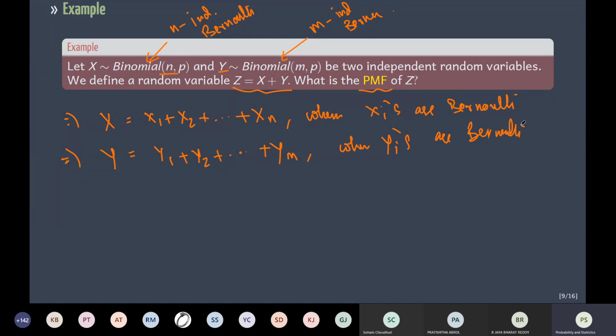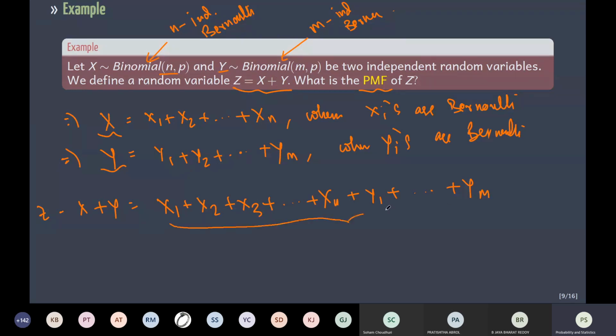Okay, now if I add it, then by induction I can claim that the whole thing will be Bernoulli. So x plus y, which is z, which is x1 plus x2 plus x3 plus dot dot dot plus xn plus y1 plus ym. So these are all independent, right? So I can treat them.